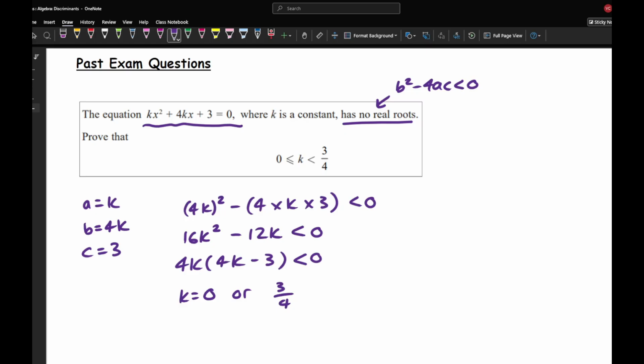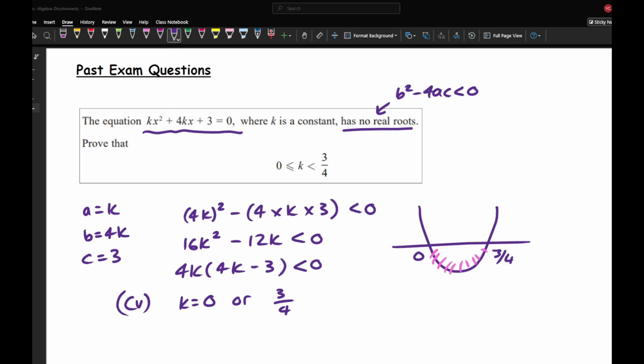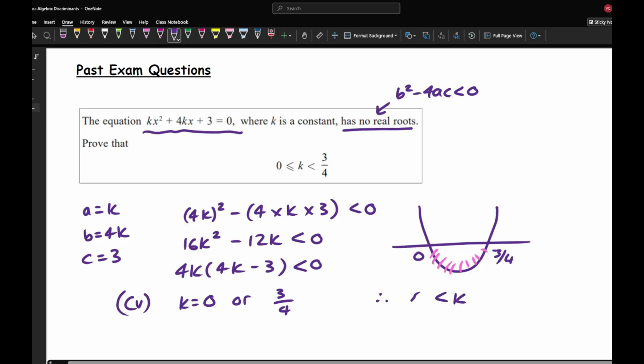So then from this is also my critical values. So drawing my parabola, which will be a positive parabola, I've got 0 and 3 over 4. And I'm looking for the region where it's below the x-axis, so I'm looking for this region here. And from the diagram we can then write that k is between 0 and 3 over 4.